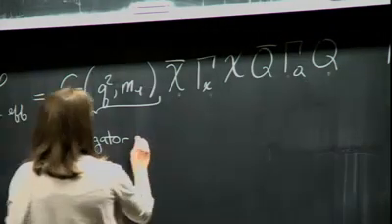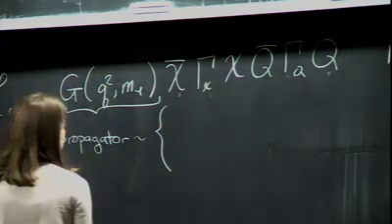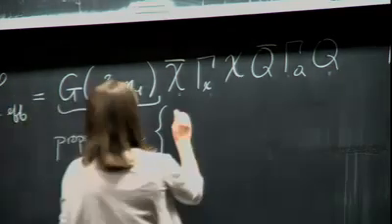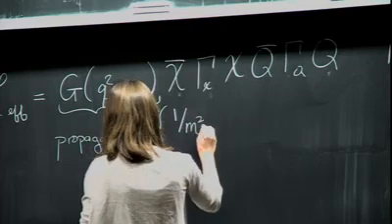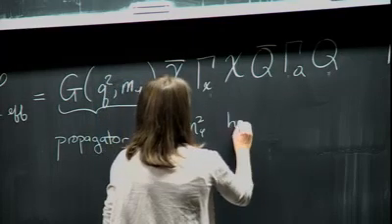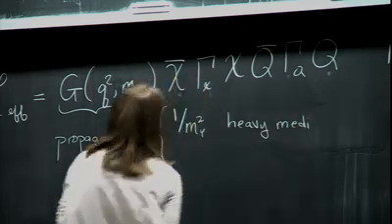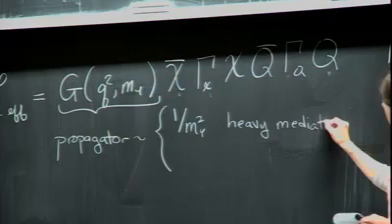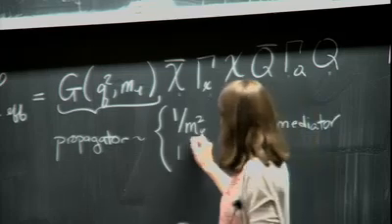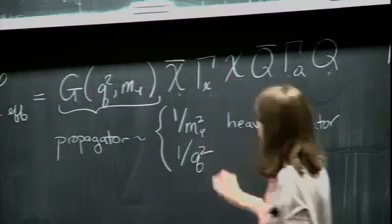So in the limit where I have a heavy mediator between the dark matter and the nucleus, then this is what I get. And for a light mediator, I have 1 over momentum transfer squared.